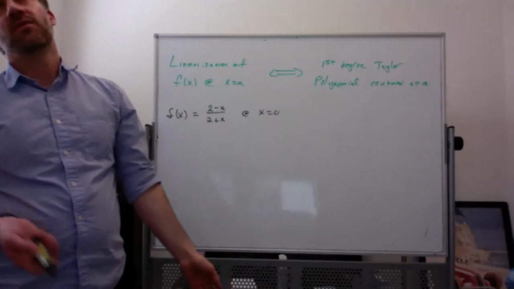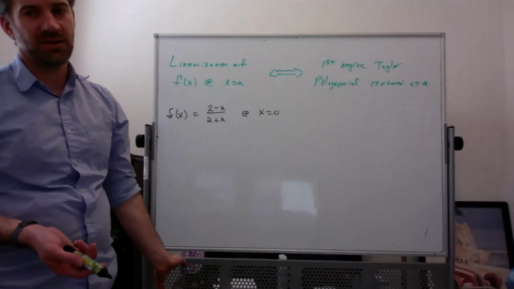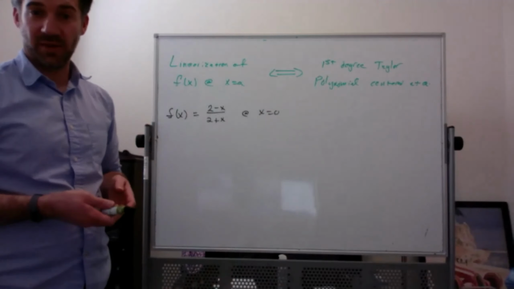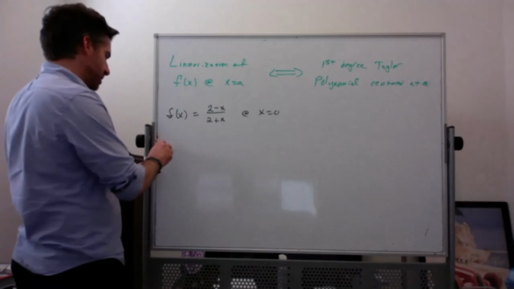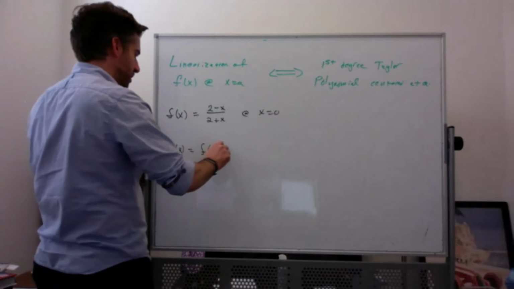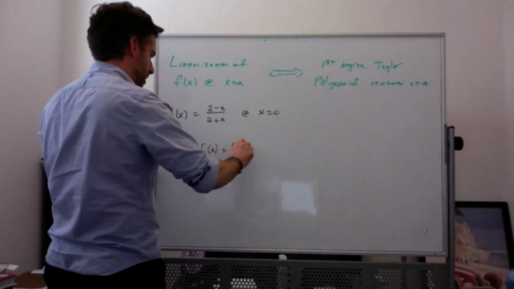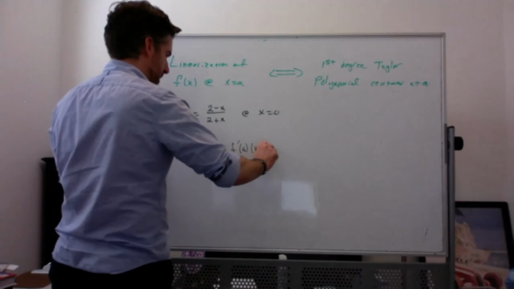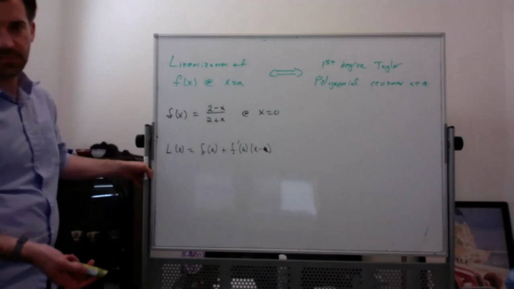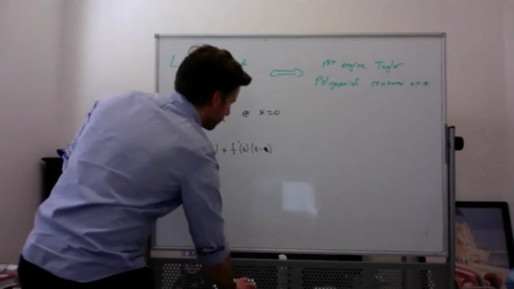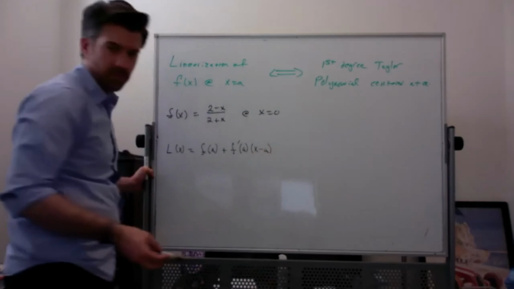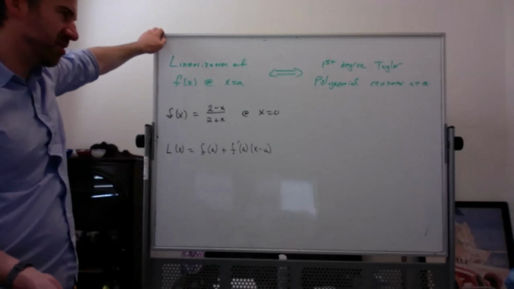In fact, it almost feels dumb to do it both ways. Let me write out the formula for the linearization. So here's the linearization of a function. It's f of a plus f prime of a times x minus a. Are there questions about that? Okay, I'm just going to go back to the other side.